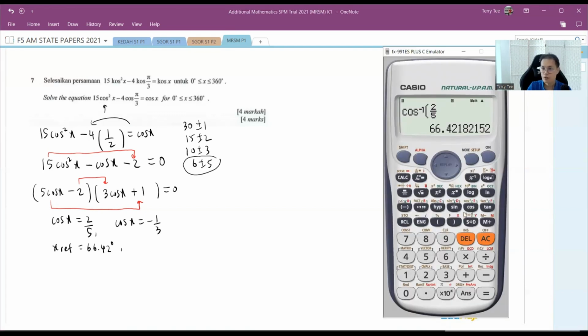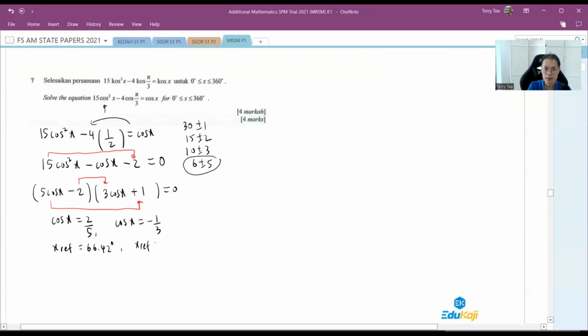Second one, shift cos 1 over 3. Remember, drop the negative. The negative tells which quadrant the angle lies in. In this case, I got 70.53. Yeah, reference angle is 70.53. Okay, so what I need to do next is to work out the general angle. Remember, reference angle is the angle that we take from where we stop towards the x-axis. When your cos is positive, ASDC, we have to assign them in quadrant 1 and quadrant 4.